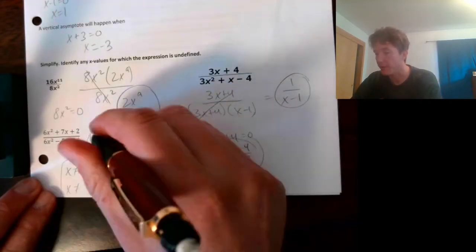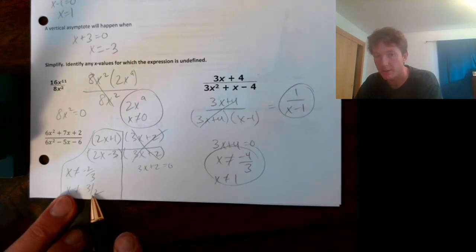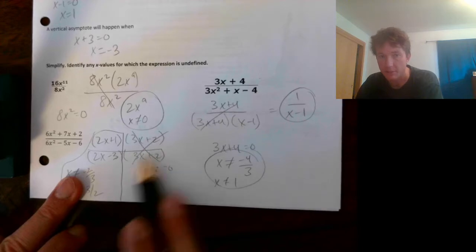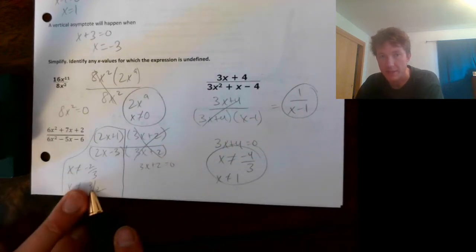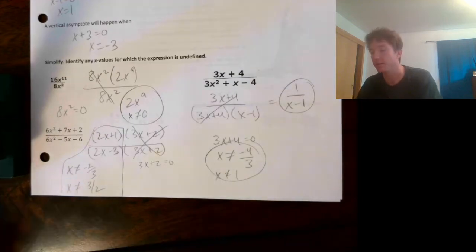So this would be our complete answer. Again, this is the hole. No, I take it back. This is the hole because this came from the part that I was able to cancel out. This is the asymptote because that's what your graph will actually look like in the end. Okay, go ahead and flip it over.